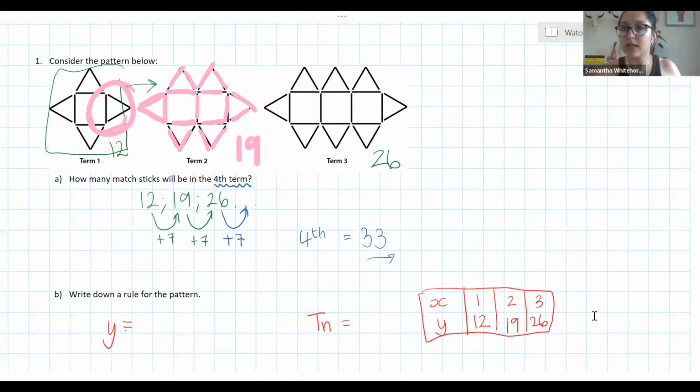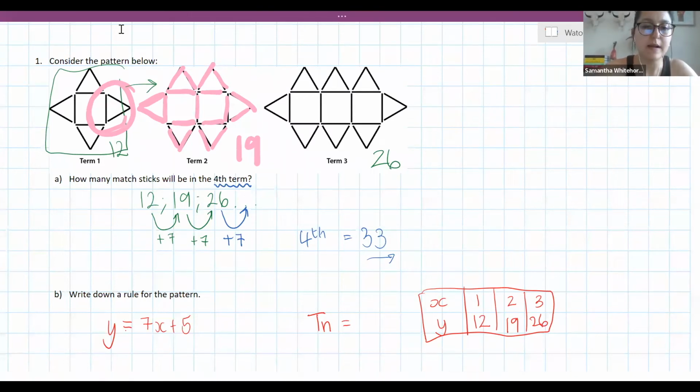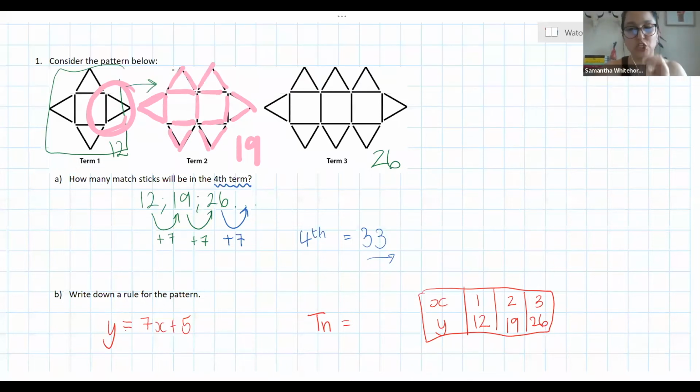So let's see. Kwakukle, what do you think? I think it will be 7x plus 5. Excellent. Okay. So here, our rule would be 7x plus 5. Now, if we're not understanding where that's come from, let's do a quick check of why that is. Like I said, and as Ntokozisi said, that plus 7 is so important because we can see that that's the thing that's getting me from one term to the next.